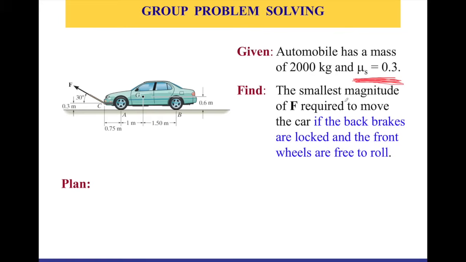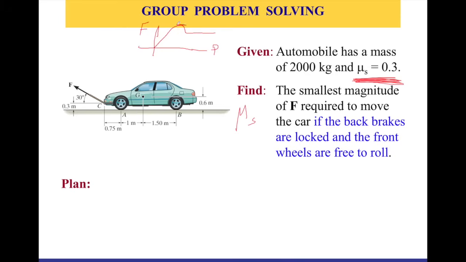The smallest magnitude of F required to move the car means that I can use mu s, so I'm about to move. And if you recall our graph, in which we have P and the friction force, we have something like this, right?